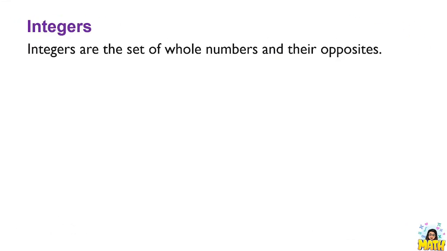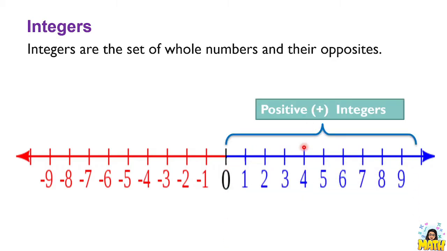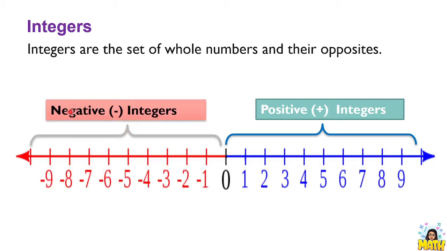So what are integers? Integers are a set of whole numbers and their opposites. Sa ating number line, ito yung mga nakikita nating whole numbers just like 1, 2, 3, 4, 5. We call it positive integers, including its opposite, which are called negative integers, just like -1, -2, -3, and so on. 0 is also a whole number, but this is neither positive nor negative.